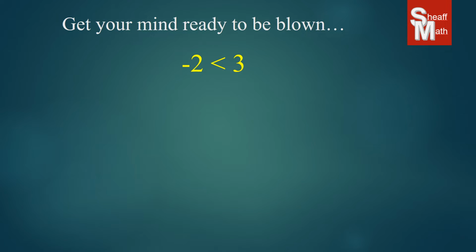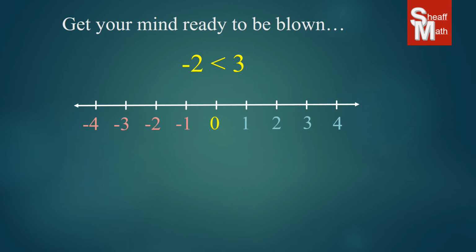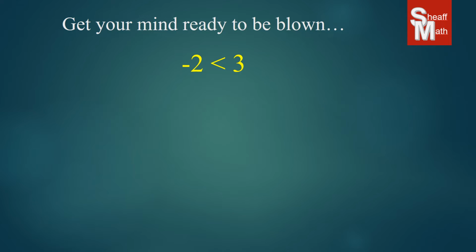The explanation of why kind of will blow your mind. Okay, so check this out. Here we have -2 is less than 3. Okay, we know this is a true statement, and we know this is true based on our number line, right? When we have -2 and 3 on our number line, the negatives go left, the positives go right, and we know that -2 is on the smaller side, right? That's the way that we've learned it.